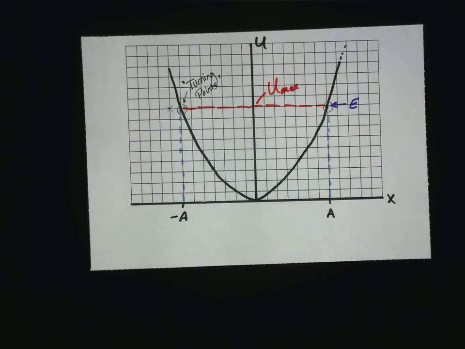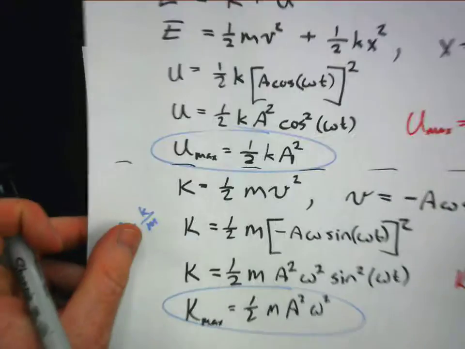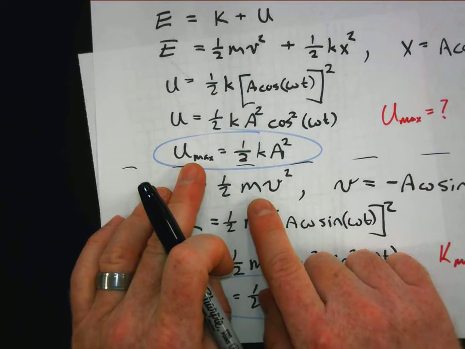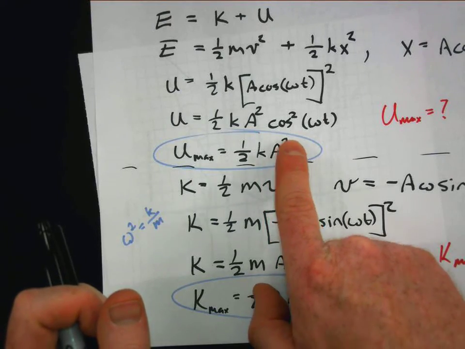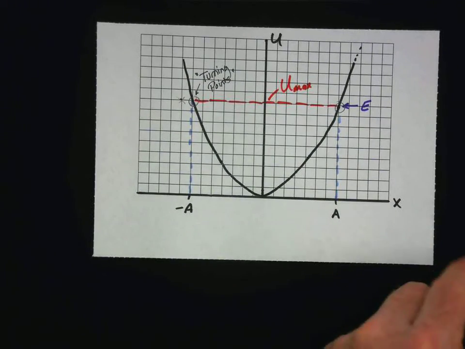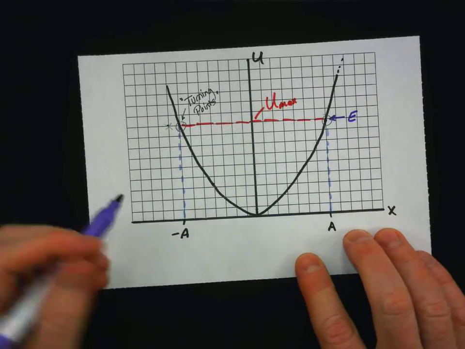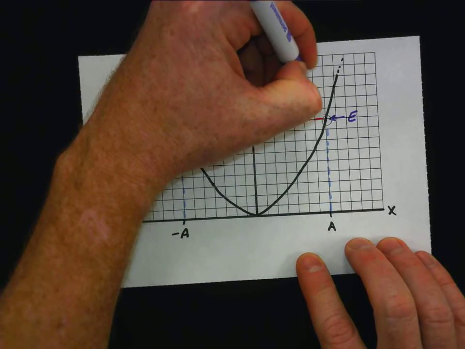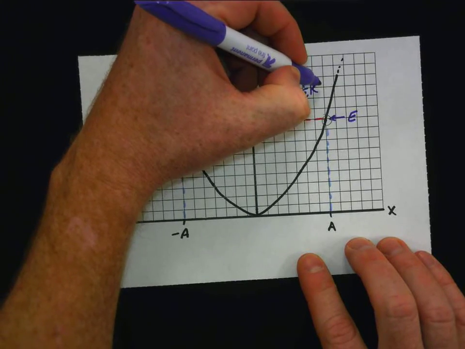But because of the relationship between potential energy and amplitude is a parabolic relationship, and that's why you got this curve here. Awesome. Well, this U max, well, we figured that out to be equal to 1/2 K A squared.